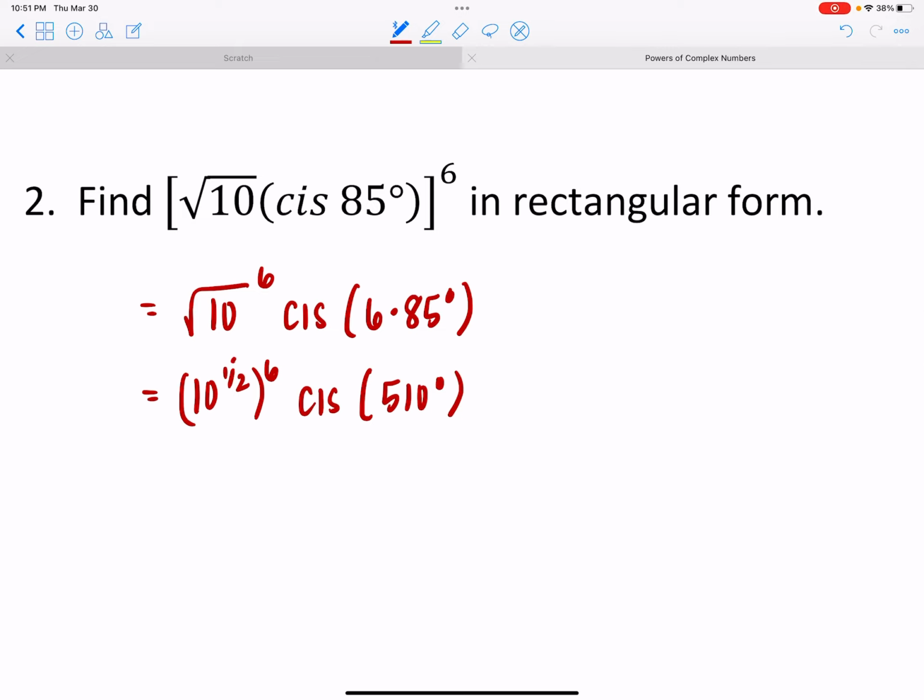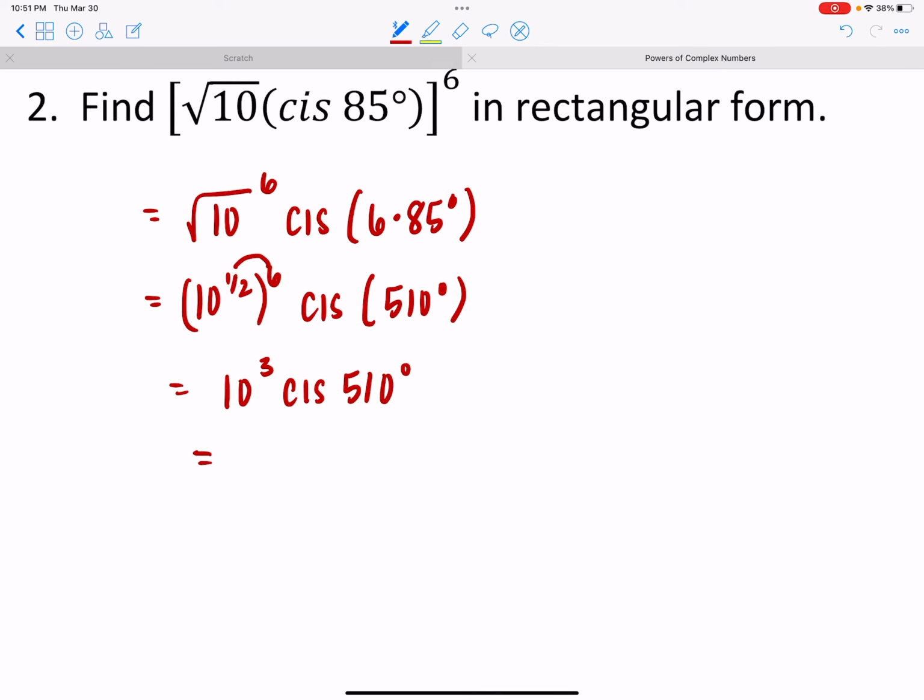And then this, just like we were doing, is a product here. So I have half of 6, which means this is really 10 to the 3rd for our radius. So 10 to the 3rd, cis 510. And 10 to the 3rd is 1,000. So we're looking at 1,000. And then because I want to actually convert this to rectangular form, I'm going to expand this out and then evaluate. So it's 1,000 times cosine of 510 plus i times the sine of 510.